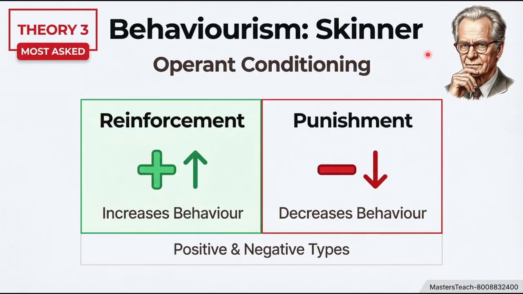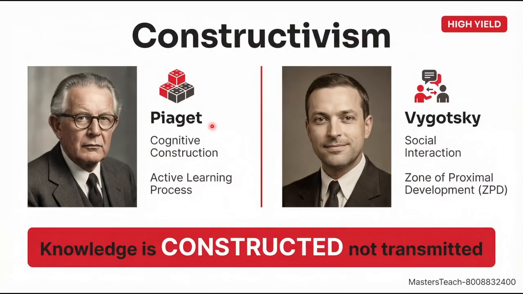So do you remember Skinner's operant conditioning? Remember reinforcement, punishment: increase behavior, decrease behavior. Remember this operant conditioning by Skinner. Then constructivism, which is provided by Piaget. Cognitive construction, it is the active process of learning. Then Vygotsky, learning can be done through social interaction. It is the zone of proximal development. Knowledge is constructed, not transmitted, as per constructivism.